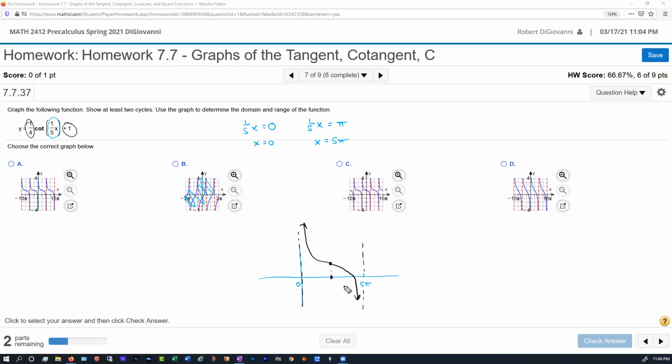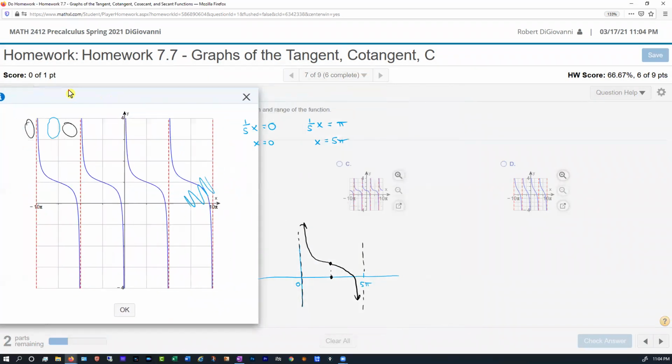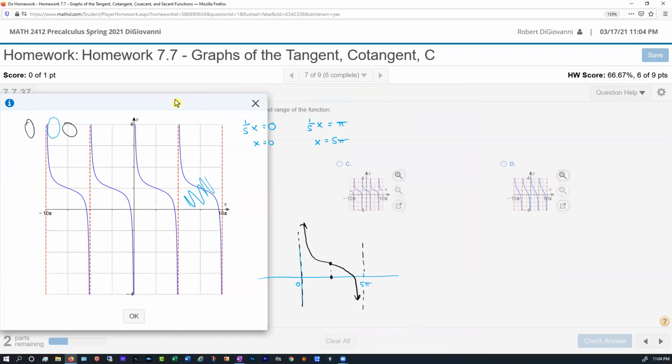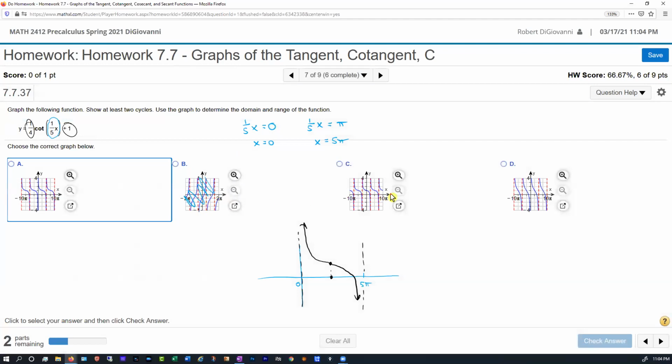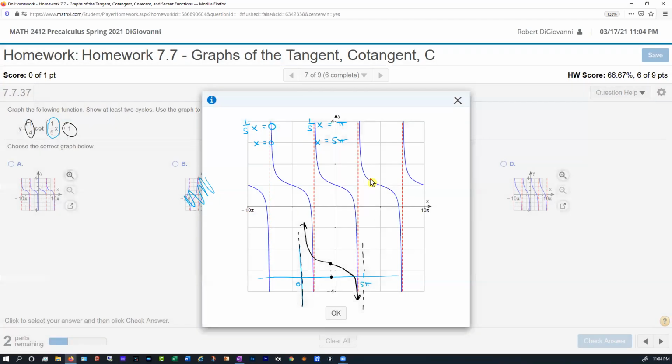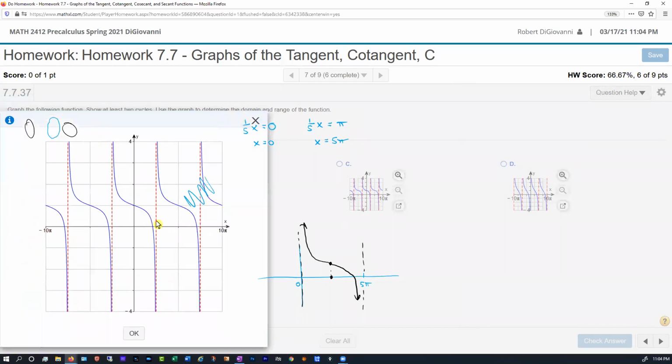All right, so let's see which of these it could be. 5 pi, so let's take a look at this one. So that moved up 1. We have verticals at 0, 5, and 10. This looks pretty good. It moved up 1. No, it's not that one. Let's look at this one. This one, yeah, this is 10 pi. This is, let's see, 1, 2, 3, 4. Yeah, that's not right because 5 pi would be right in the middle. That can't be that one.